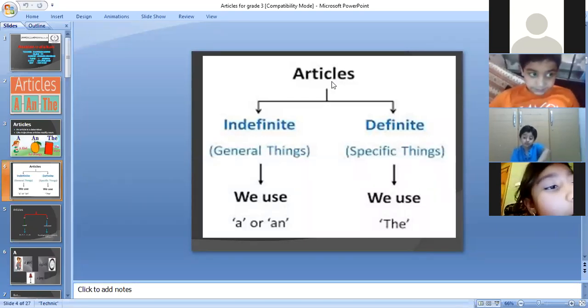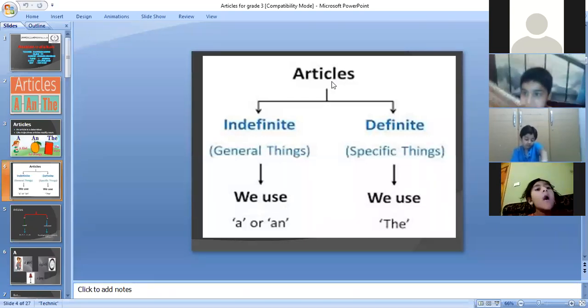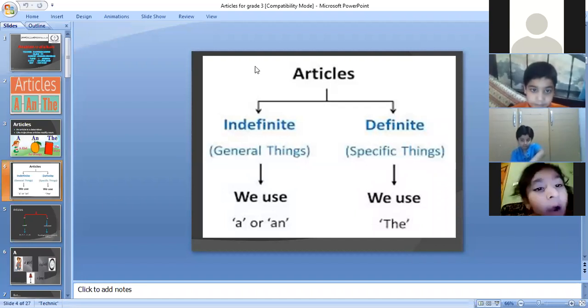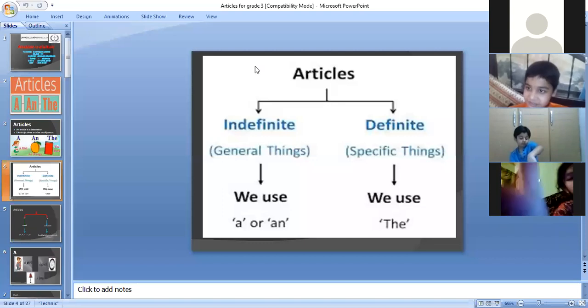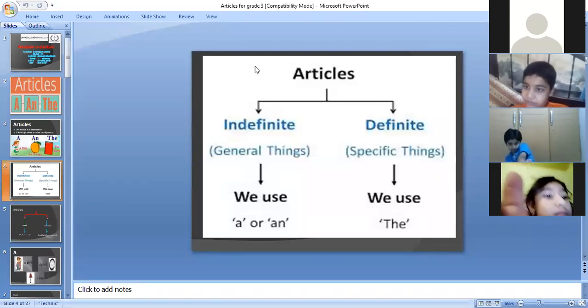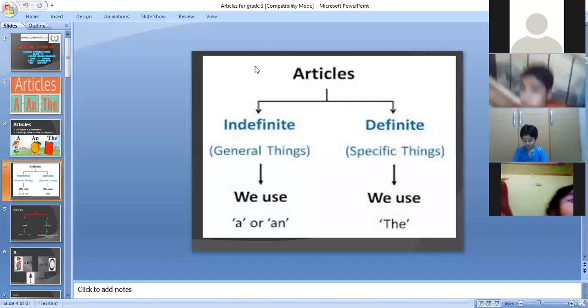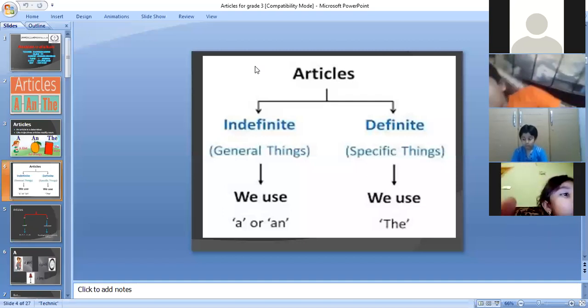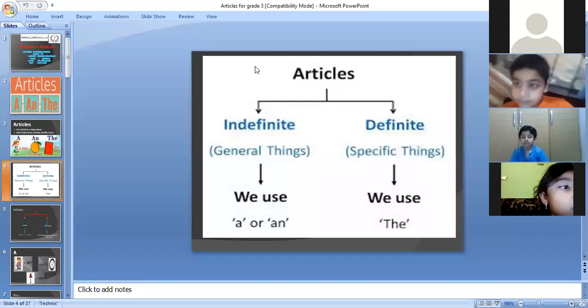A and an. We use a and an for things in general, for general things, it can be anything. For example, when I say I have a book, it means that it can be any book, English book, Urdu book, story book. Got my point?